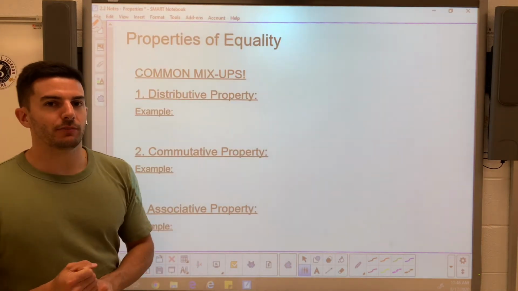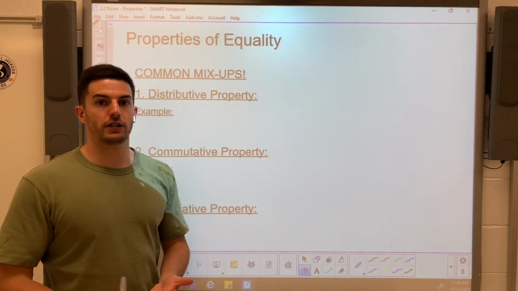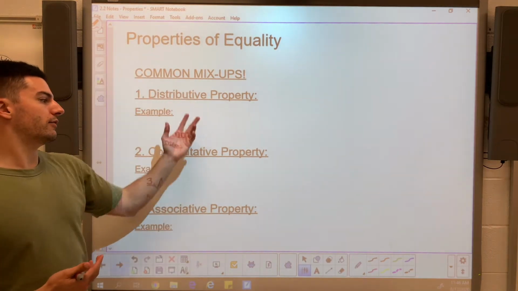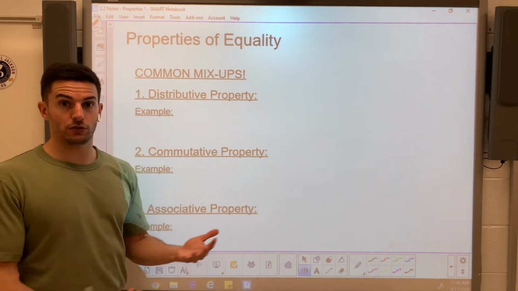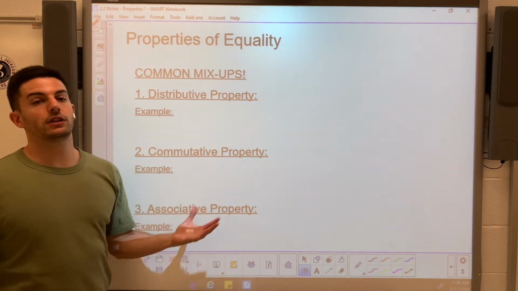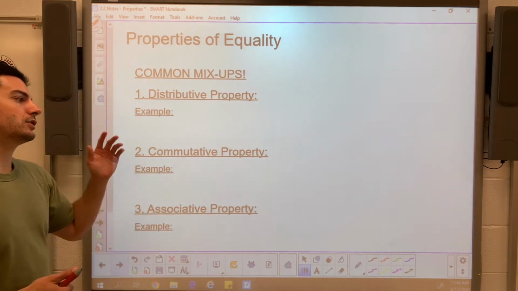Now, what is a property? A property is kind of a rule that makes it possible for us to solve equations the way that we do. So we have a whole bunch of them, right? Because there's a whole bunch of different things that we use in order to solve an equation, but it's these rules, these properties that make that possible, okay? So I'm just going to go through a bunch of them.